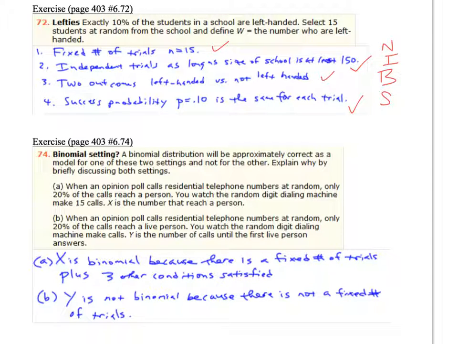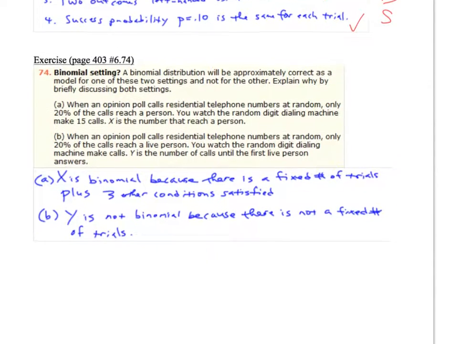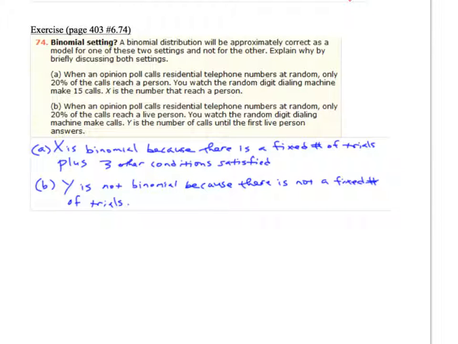Example 74. One of these is binomial and the other is not, and let's see if we can figure out which is which and why. First, A. When an opinion poll calls residential phone numbers at random, only 20% of calls reach a person. You watch the random digit dialing machine make 15 calls. Let X be the number that reach a person. And B, when an opinion poll calls phone numbers at random, only 20% of calls reach a live person. You watch the random digit dialing machine make calls.